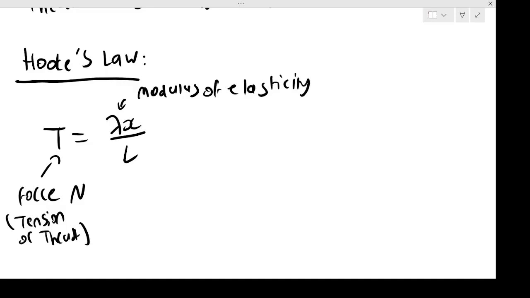Now lambda is a number, and it basically just tells me how elastic a spring or string is. So how stretchy it is. The higher the number, the more stretchy it is. Now x tells me how much a spring has been stretched or compressed by. So it's the stretch, what we call the extension or compression, and that's a length in meters.